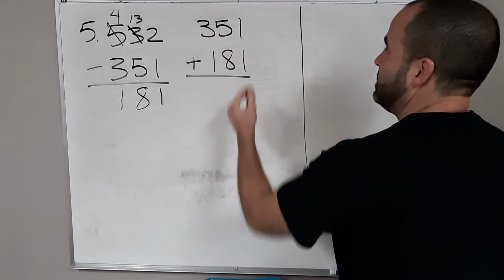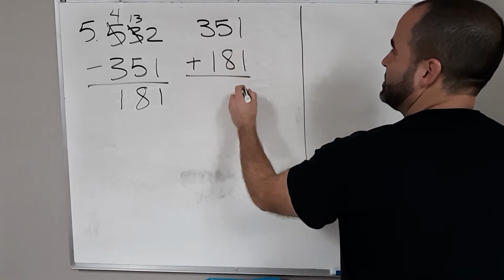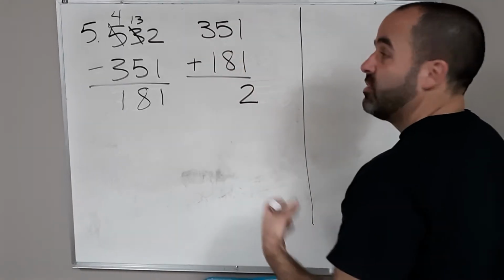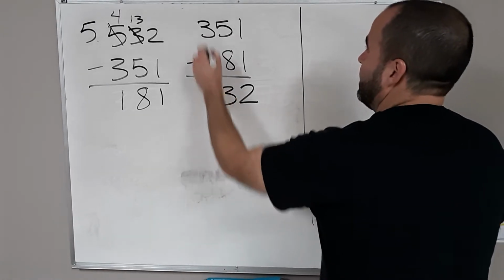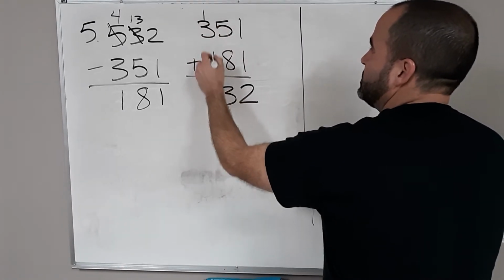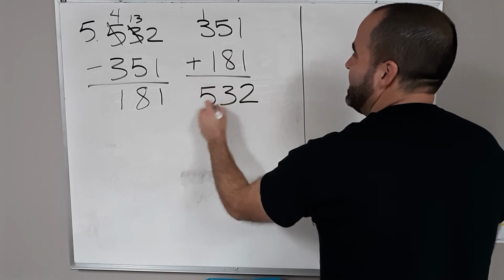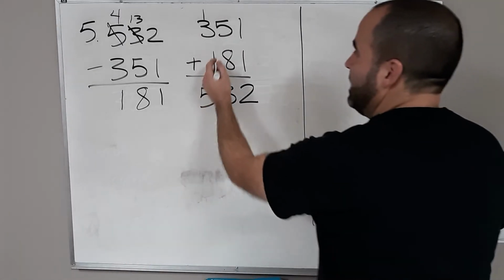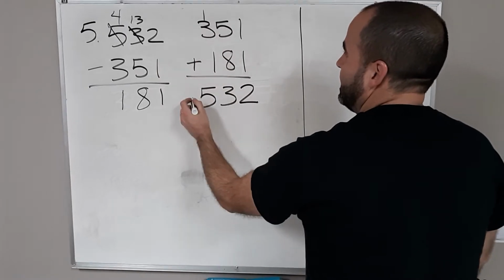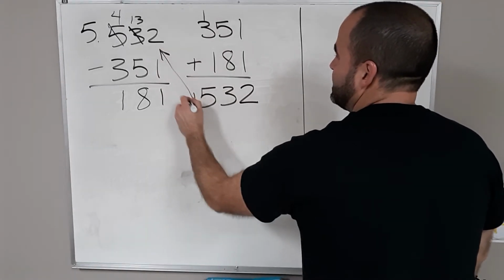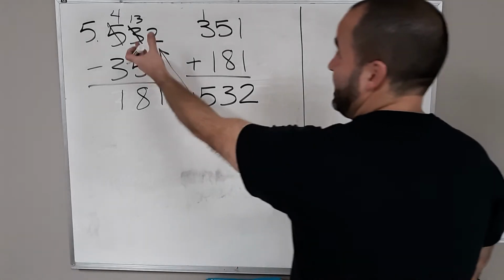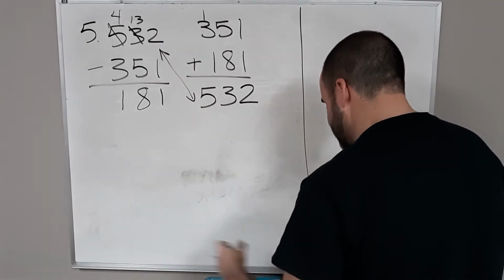Now, let's add these two together. 1 plus 1 equals 2. 5 plus 8 equals 13. Carry the 1. 1 plus 1 is 2, plus 3 is 5. My answer is 532. Now, here's where I have to check. This number's the same. This number's the same. Are these two numbers the same? If your answer is yes, and in fact, with us they are, then that's correct.